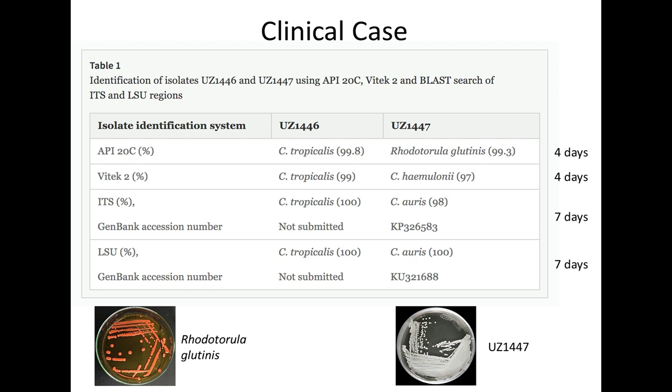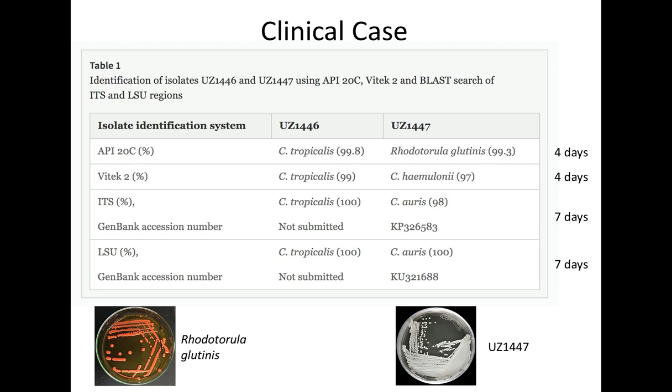The other organism was a bit confusing, though. Remember, no pseudohyphae. The API 20C called it 99% Rhodotorula glutinus. Now, this ends up being a little bit of a problem. I have a picture on the bottom of what Rhodotorula looks like on the plate. It's a red-colored yeast. And if you'll remember, the yeast that was identified, UZ1447, I give an example of that plate below. It's a cream-colored yeast. So right away, this is leading to questions in the potential identification.